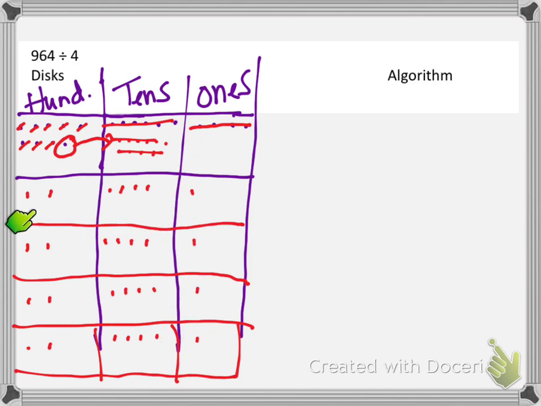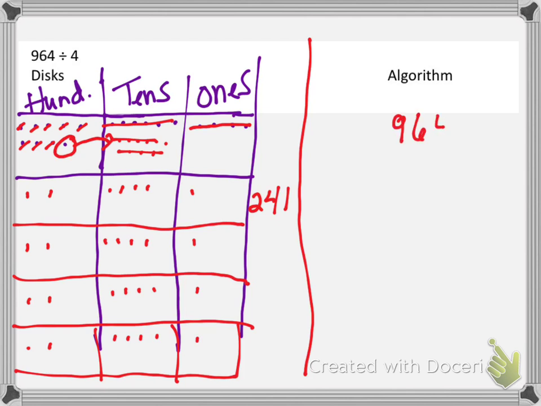So what is our answer? Well, we have 2 in the hundreds, we have 4 in the 10s, and we have 1 in the 1s, 241. Well, let's see if your teacher did this right, shall we? We'll put 964 in the house. And 4 is knocking outside. And let's remember our steps. D, M, S, B, and sometimes R, our remainder.